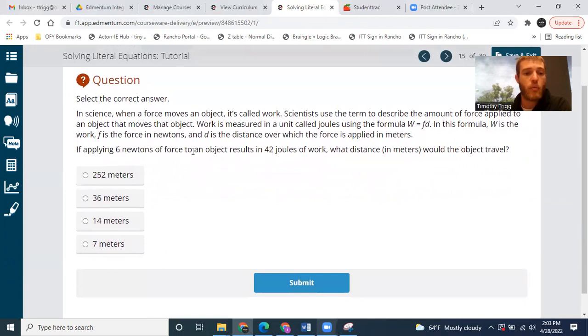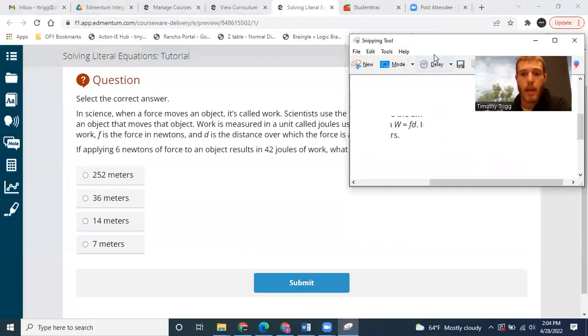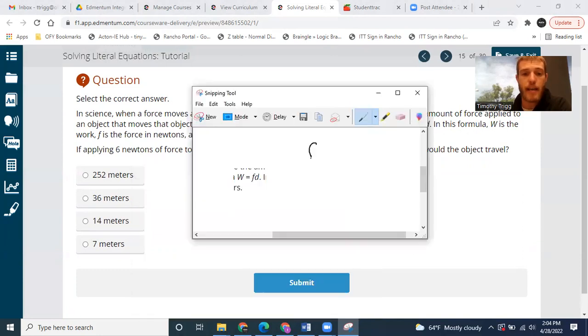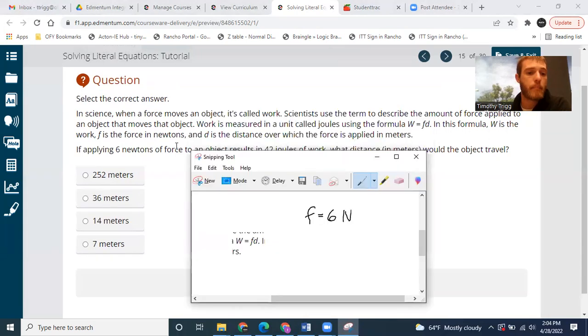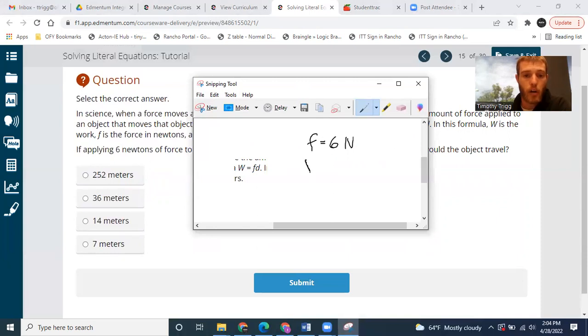If applying 6 newtons of force to an object results in 42 joules of work, what distance in meters would that object travel? So this is a pretty relatively simple one. We're going to grab this work formula here. And here it says we're going to have 6 newtons of force. So that gives us our F. So our F in this case is 6 newtons, N for newtons. And then it says 42 joules of work. So for our work, our W, it tells us it's 42 joules.